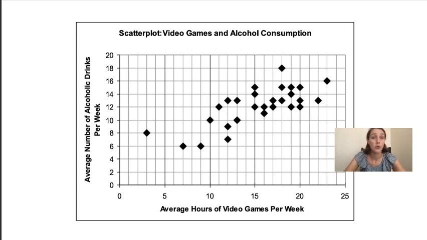This is a correlation between video games and alcohol consumption, which was a study I stumbled upon some time ago that I thought was fairly interesting. I also thought that gamers might have a different drug of choice than alcohol, if you know what I mean. But anyway, here we have a relationship. And this is showing a positive relationship, that as hours of video games per week increase, as does number of alcoholic drinks per week. All right, so these things rise together. This would be a positive correlation just by looking at it, right? It kind of has an upward trend.